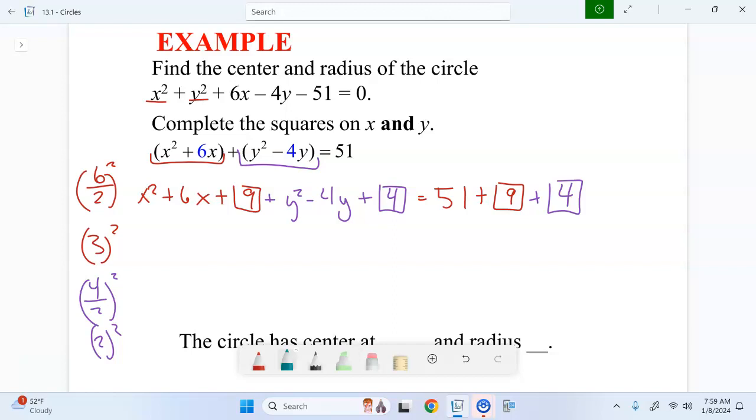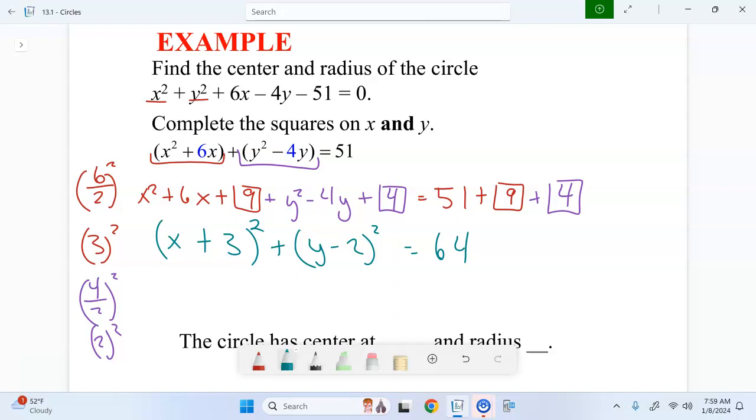So x squared plus 6x plus 9, what will that factor to be? X plus 3, quantity squared. And then the y will factor to be y minus 2, quantity squared. And then on the right side, we'll go ahead and add all those up. 51 plus 9 plus 4. Now we're in standard form.